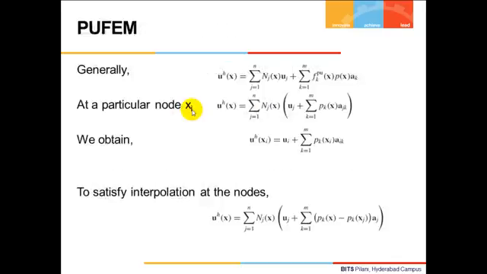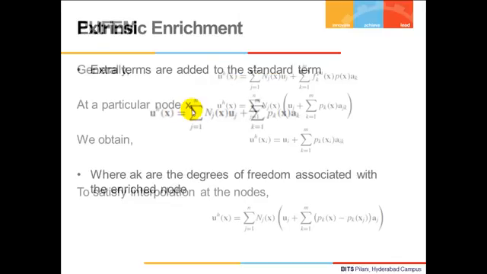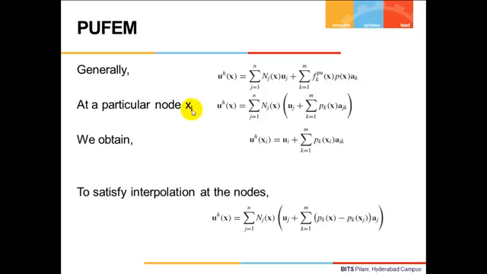In the case of partitioning of unity finite element method, the extrinsic enrichment is generalized to a partitioning of unity factor fpuk of x into p of x into ak, and for a particular node, say xi, we can write uh of x is equal to ui plus pk of xi into aik. Basically, this is valid only for a particular node. To generalize it, we change this RHS term and we make it pk of x minus pk of xi.